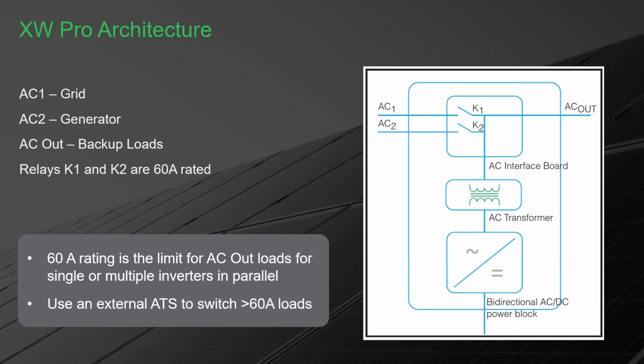So here is that 60 amp relay that I was mentioning before when we talked about that transfer switch. So what you see on my diagram here is K1 and K2 are these relays, K1 being connected to the grid and K2 connected to the generator. So these internal relays of the inverter are the ones that are 60 amp.